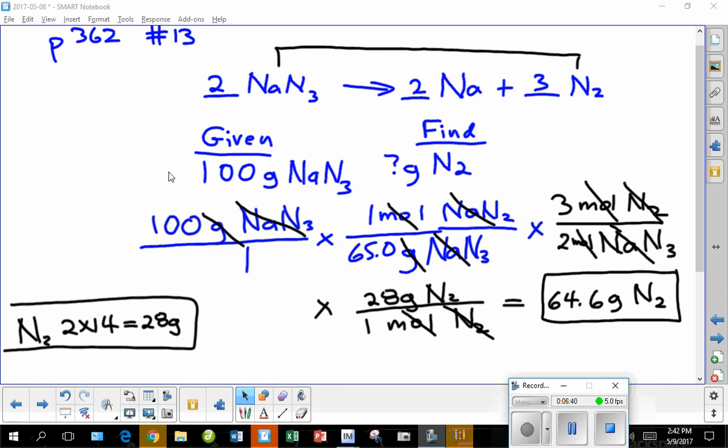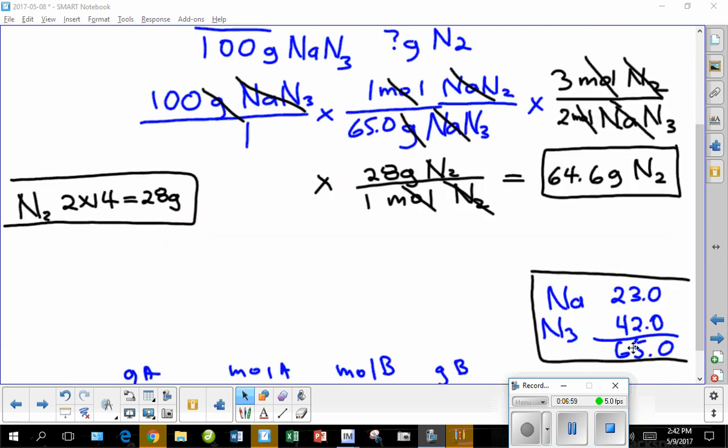So we're going from grams of sodium azide, or sodium trinitride, however you want to name it. We've got to get the molar mass total. That's where this came from, the 65, which is this number. There it is, 65 from down here, calculating molar mass.